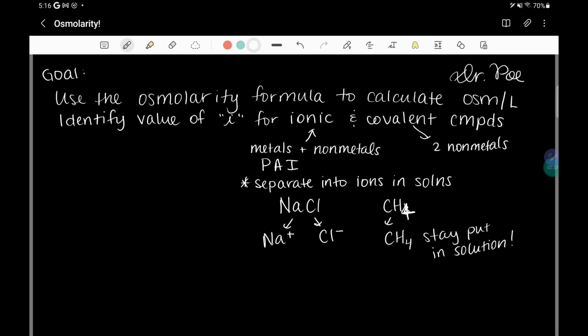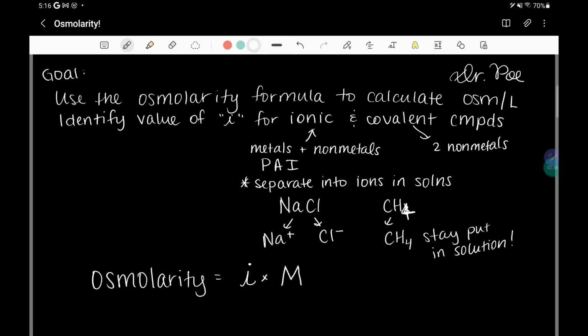So what's the formula? Get to it, Dr. Poe. Got you, I got you. Okay, so we've got osmolarity. The part that takes this into consideration, we call that i. It's a lowercase i, I kind of write it cursive-y. And then we're going to multiply that by the concentration in molarity.